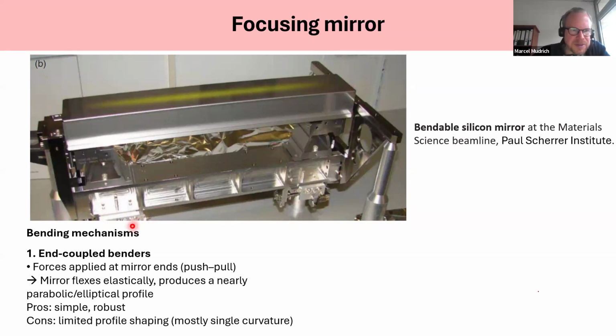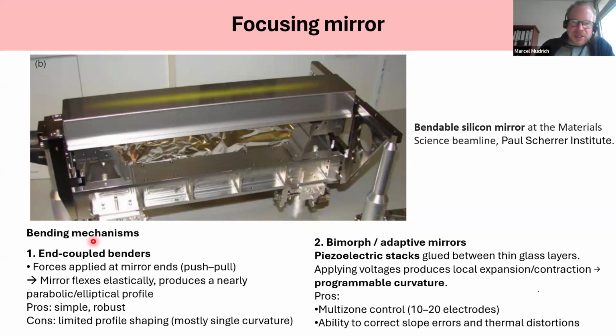And there are various mechanisms to bend. One is to just press on the ends of the mirror very hard to make the mirror bend. This is called the end-coupled benders. Forces are applied on the mirror ends, both push and pull, and then the mirror flexes elastically. This produces a nearly parabolic or elliptical profile, which is okay to get good focusing conditions. But of course, the profile shaping is given just by the material, so there's no way of really adaptively changing the shape of the mirror.